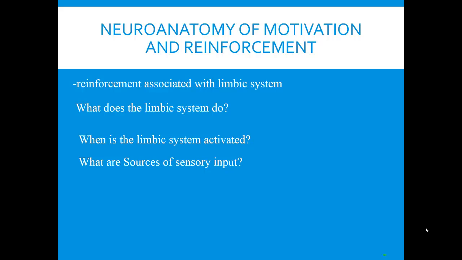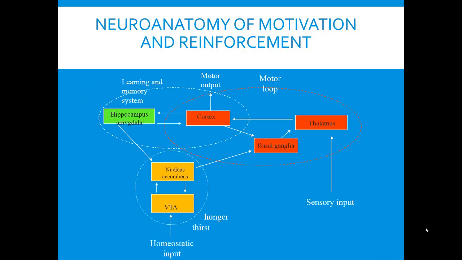Okay, so internal homeostatic mechanisms are one source of sensory input, and then of course the other source of sensory input is external. Okay, that could come from other brain regions or stimuli that are actually external to the organism. So 2 sources of sensory input: those that are internal, represented by homeostatic mechanisms; those that are external, representing input from other brain regions and input from the environment as well.